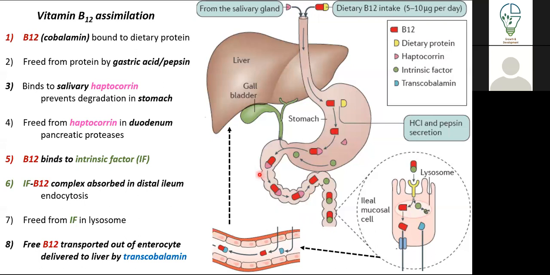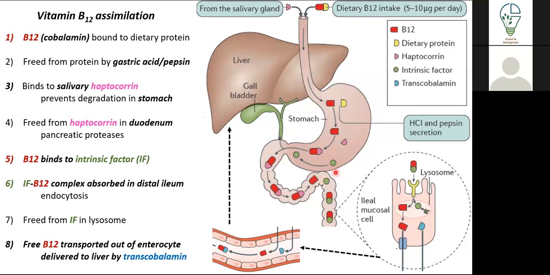Now, in the intestines, the haptocorin will be destroyed. And now, again, the vitamin B12 is in danger of getting destroyed. So what protects us this time? The intrinsic factor. And this is really the thing that you really need to keep your mind on. Haptocorin is a new thing, literally discovered like a decade ago or something like that. But the intrinsic factor is something that you really need to keep your mind on.